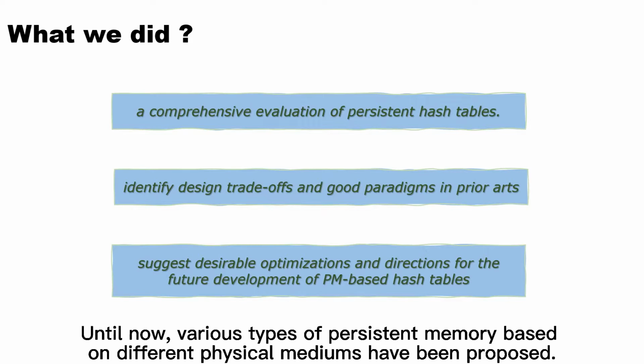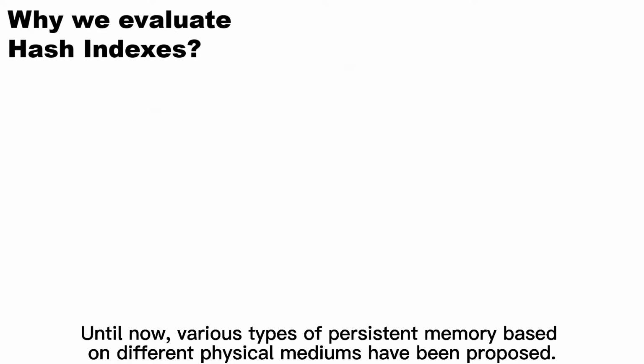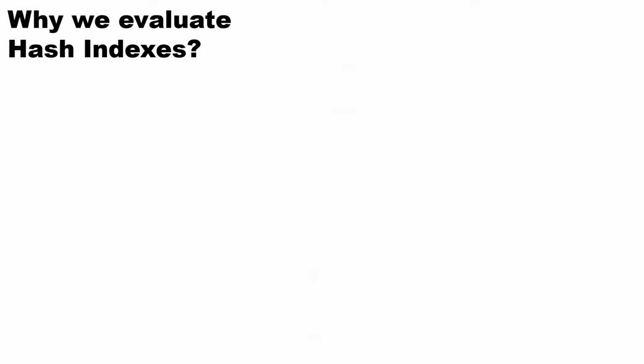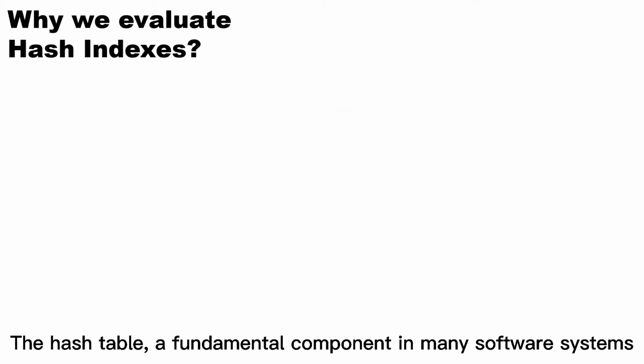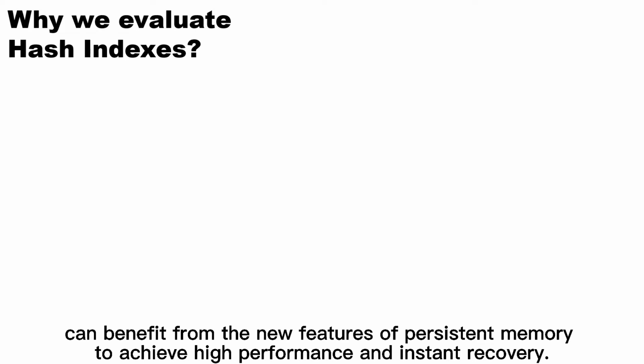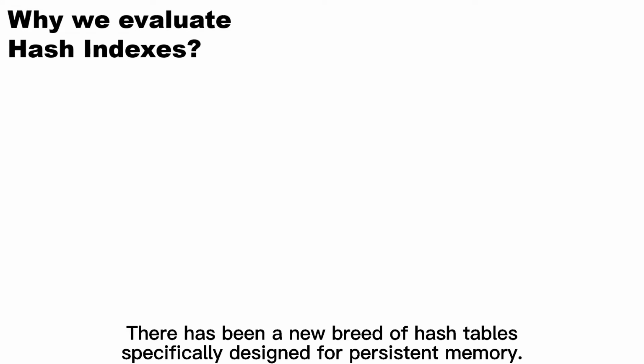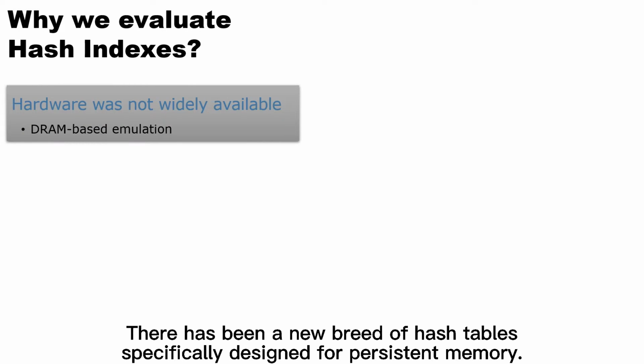Until now, various types of persistent memory based on different physical mediums have been proposed. The hash table, a fundamental component in many software systems, can benefit from the new features of persistent memory to achieve high performance and instant recovery. There has been a new breed of hash tables specifically designed for persistent memory.